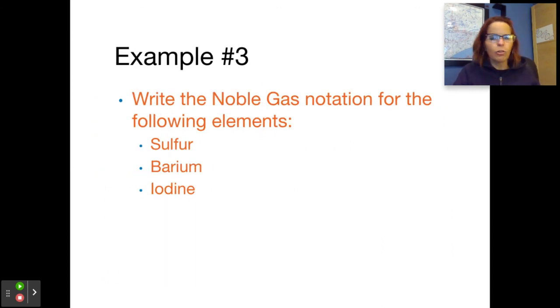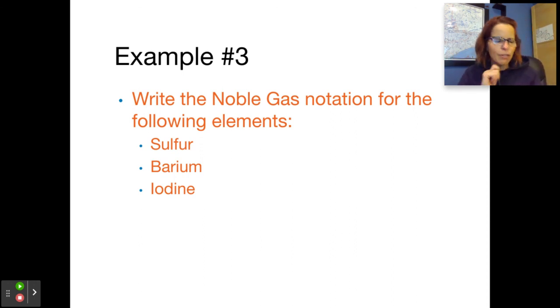I want you to try writing the noble gas configurations for these elements. So I'm going to have you pause the video and do sulfur, barium, and iodine. Sulfur is 16, barium, I don't remember where barium is. There it is, barium is 56, and iodine is 53.